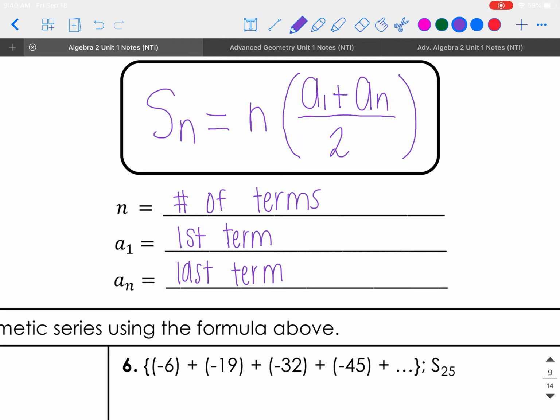So for example, if we were finding the sum of the first 5 terms, for me to be able to do this, I actually have to know what that 5th term is. I actually have to know what that last term is in order to do this. And it's not hard to find that. We use the arithmetic sequence formula just like we have been. That's just like we did for sigma.